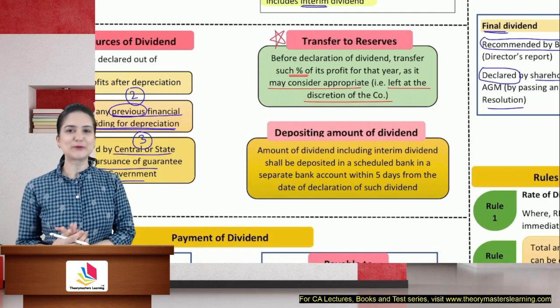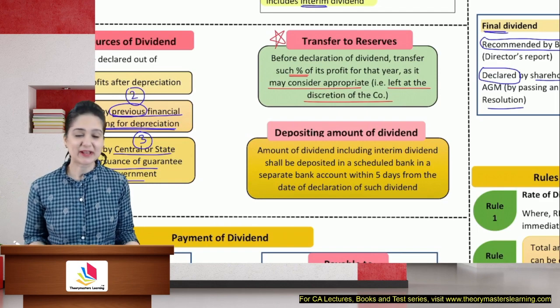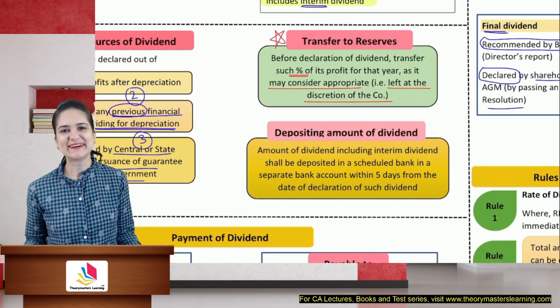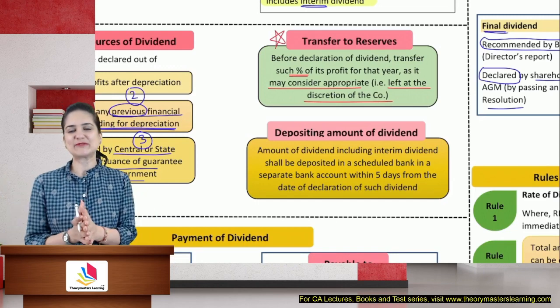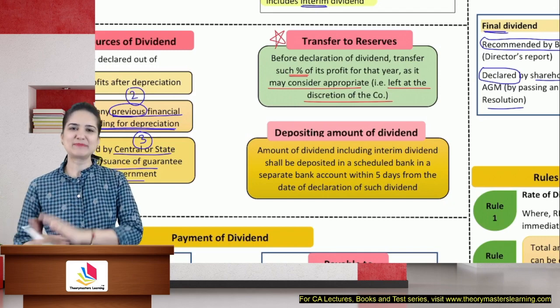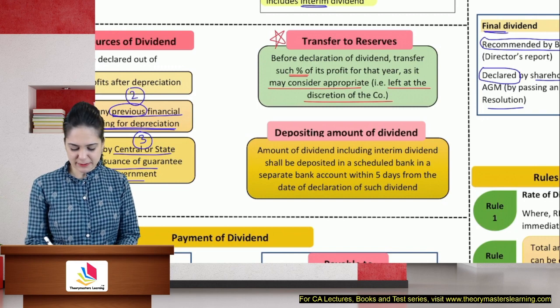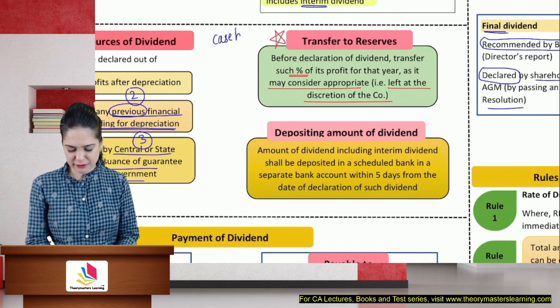What if they decide they don't want to transfer? It's their will. What if they decide they want to transfer 20%? That's absolutely your discretion. Whatever is remaining after that, it can be used for declaration of dividend. This is important for case-based questions, students.